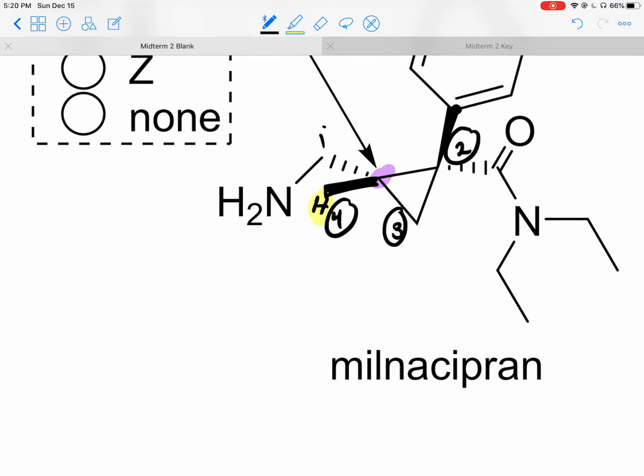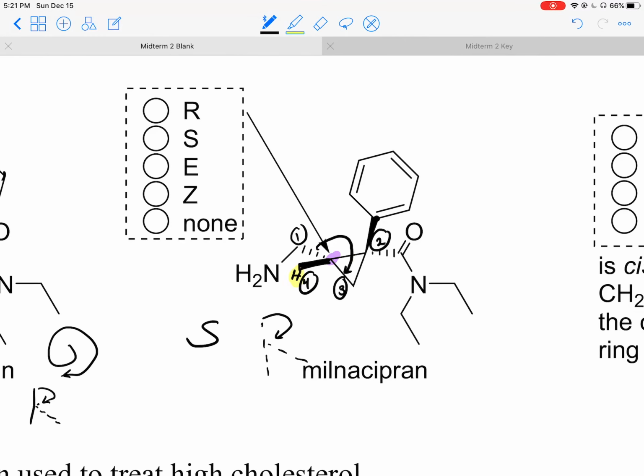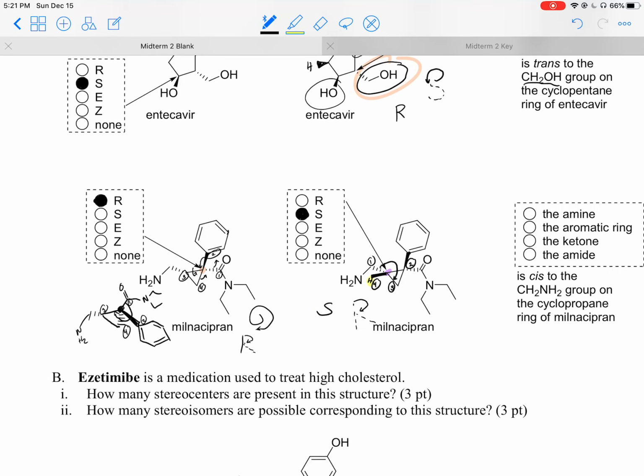Okay, this is number 1, 2, 3, 4. So we're going to draw a curve from 1 to 2 to 3. And that's going to be the shape of an R. But since the fourth priority hydrogen is in the front, it's going to be the opposite, so it's going to be S. Okay, hopefully that's a little bit easier to understand than the last one.